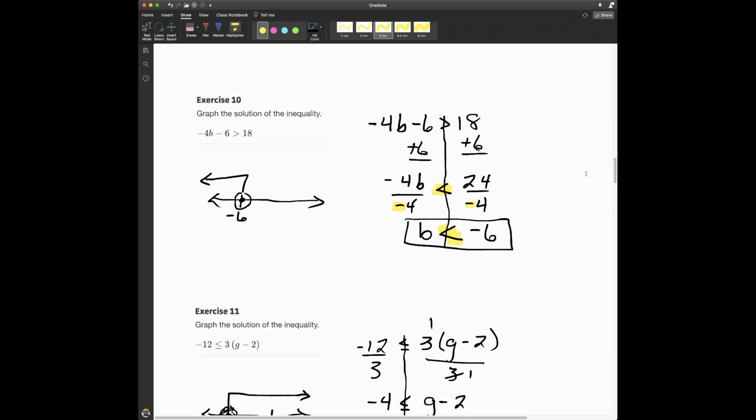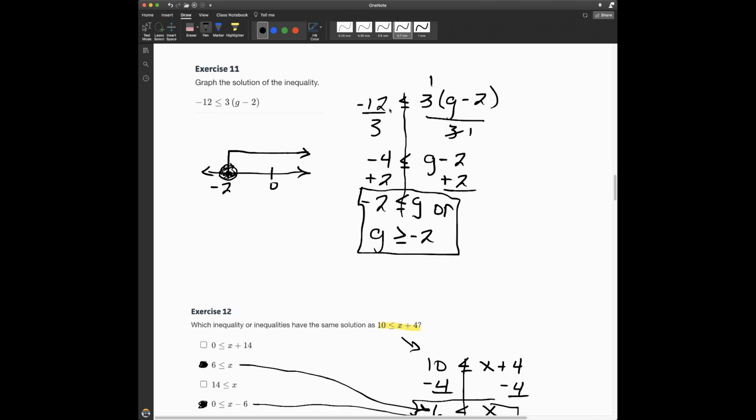For number 10, I worked through this, and here I'm dividing by a negative number, so I changed the direction of the sign. And there's canceling here. Let me do that, canceling. I cancel there, and I get b is less than -6, and I graph it.